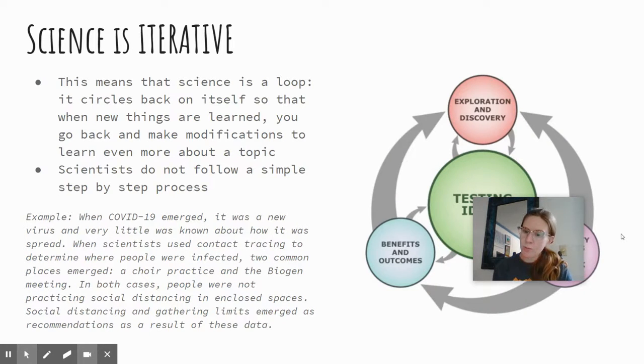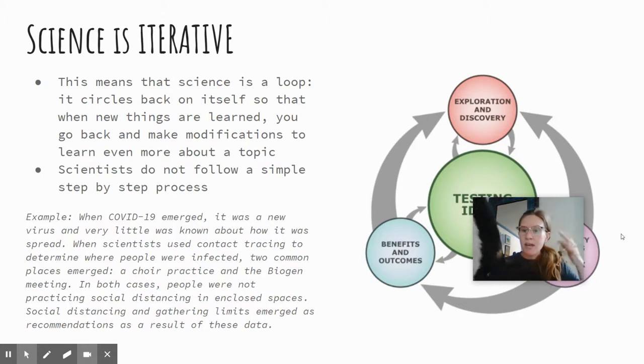Have you ever played the scribble game where you close your eyes, make a scribble, and then you have to make a picture out of it? That is what the scientific process is more like. It comes back, you keep revisiting the same question over and over as you get new information, and sometimes you have to modify that question. Now, sometimes you start at the end, find something out, and then you have to go back to the beginning.